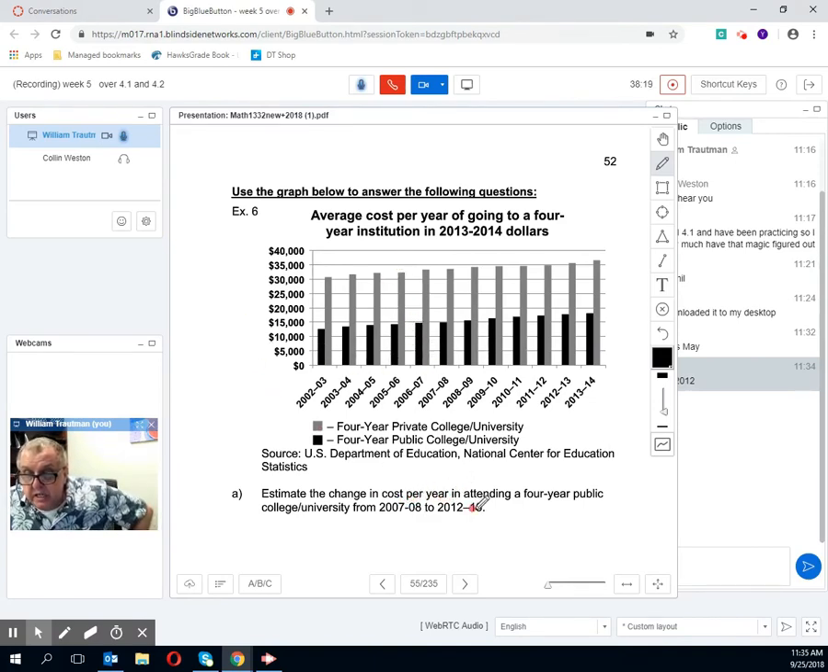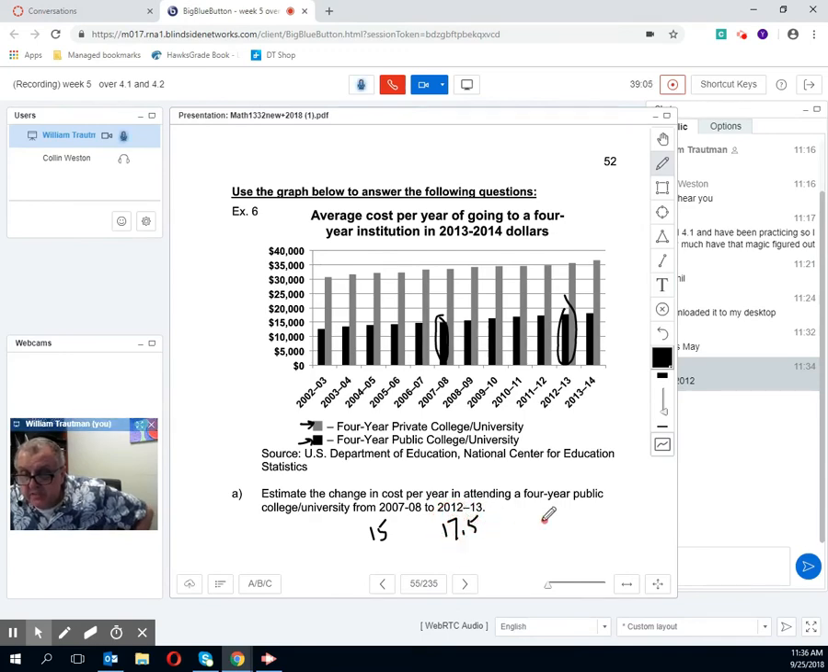7-8 costing attending a four-year public school. The four-year public school is the black graph. See, the private school is the gray. So from 7-8 is right here. 7-8, it looks like 15,000. And 12-13 looks about halfway between 15 and 20, which is 17.5.